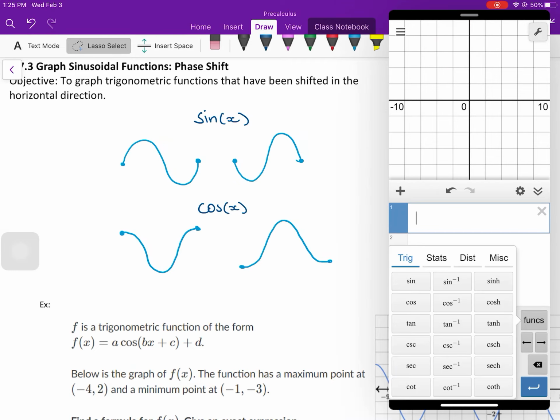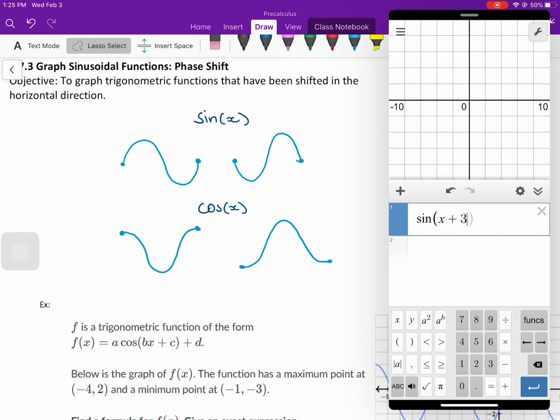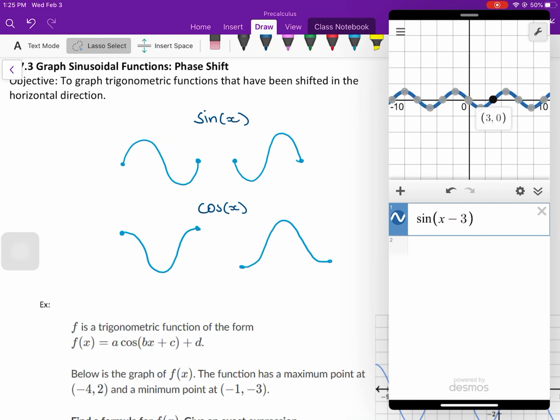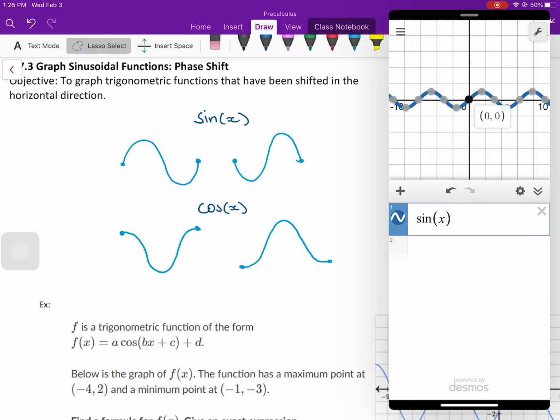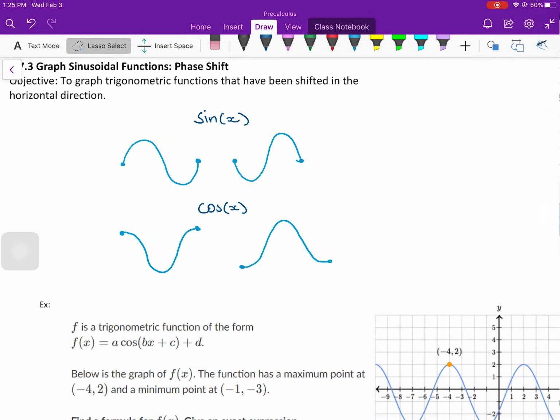If I take sine of x and I put plus 3, what it's going to do is shift it to the left 3. And if I put minus 3, now it's shifted to the right 3. It's kind of hard to pay attention. There's the midline right there. So there it is at 3. Remember, before, our start is at the origin. So it's just been shifted over to the right 3.